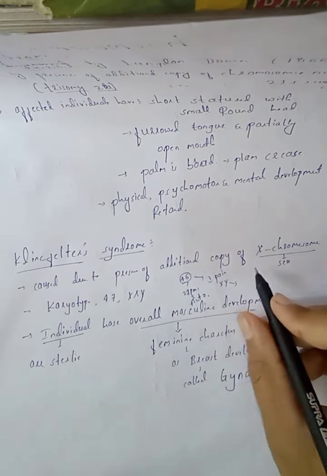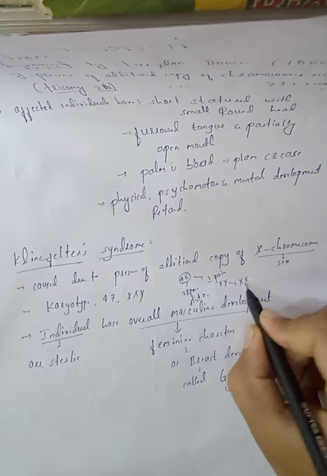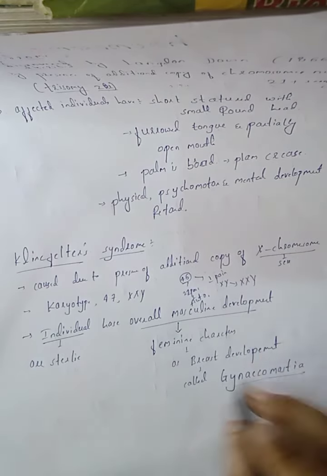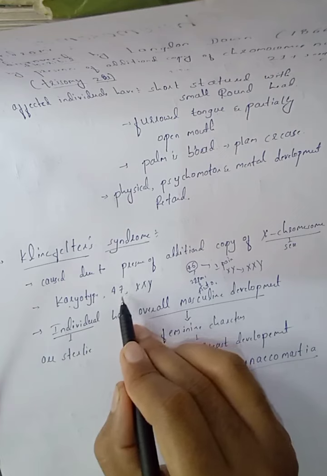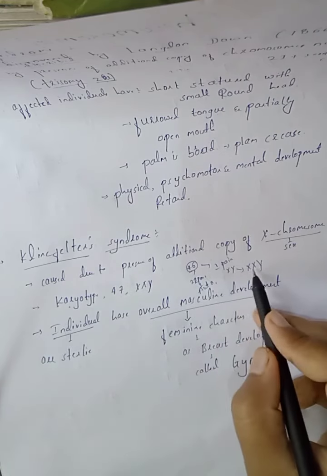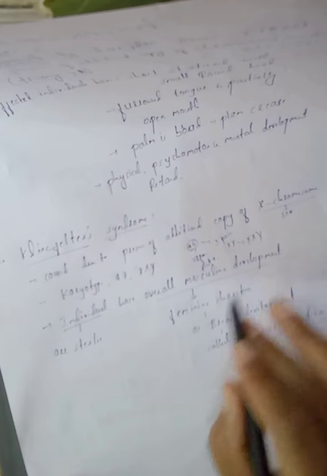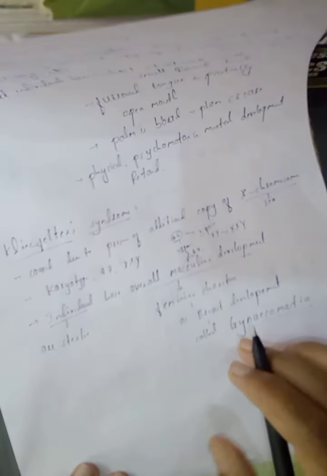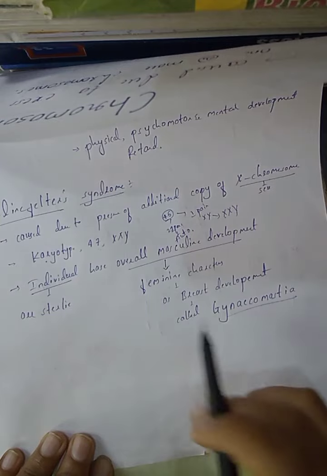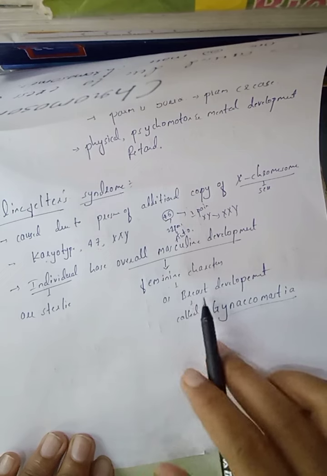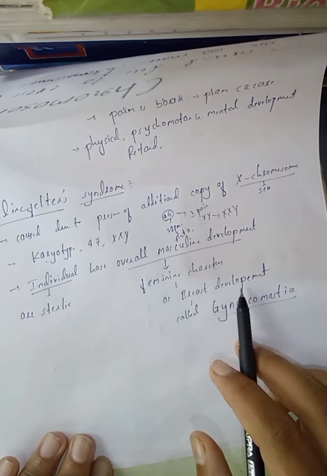In Klinefelter's syndrome, an X chromosome is added, giving XXY. That is why the karyotype becomes 47, with sex chromosomes XXY. Individuals have overall masculine development, but feminine characters are also developed, such as breast development.